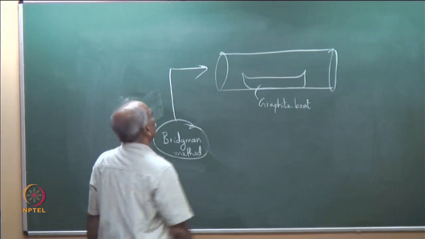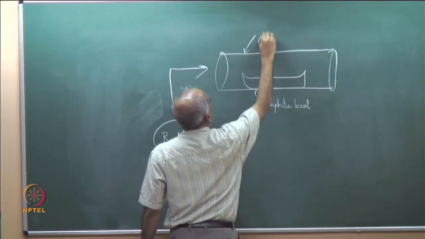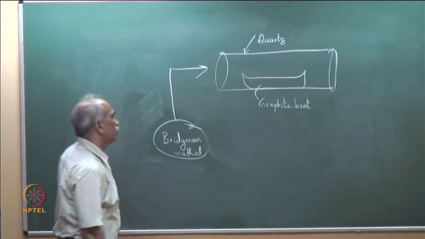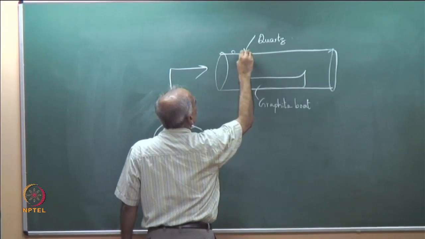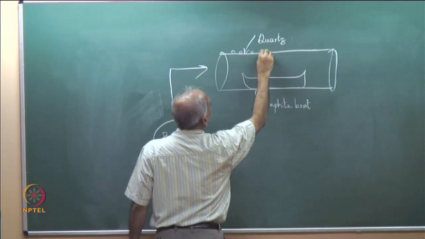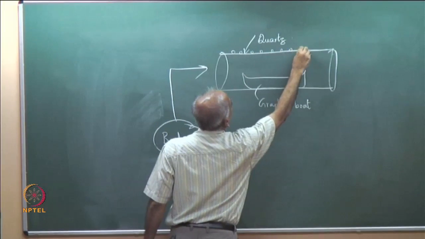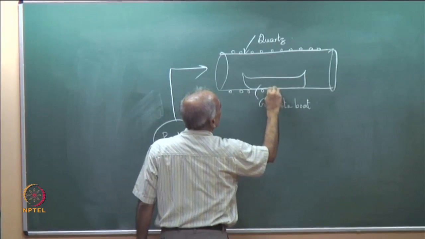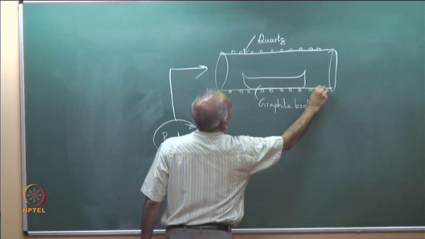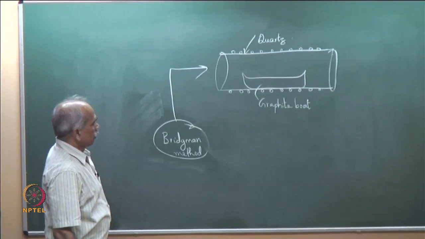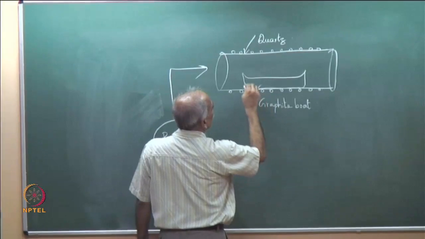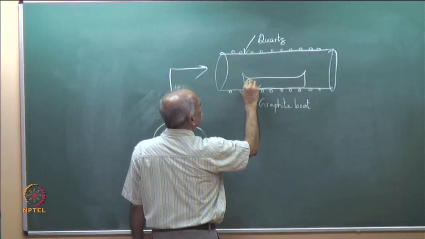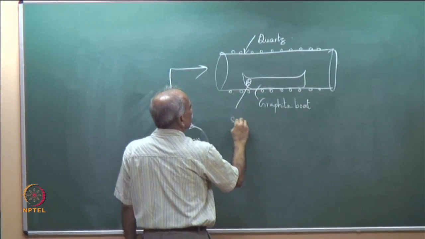Graphite boards, and this is quartz, quartz cylinder heated. This indicates the heating element or heating coil. What is done is, at one end of the board, a single crystal is placed, single crystal.